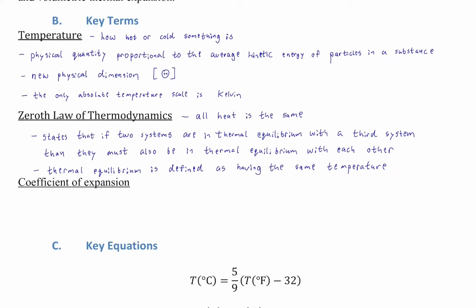Okay, so by definition, if 2 things are in thermal equilibrium, then they must have the same temperature, and vice versa. If two systems or objects have the same temperature, they must be in thermal equilibrium.